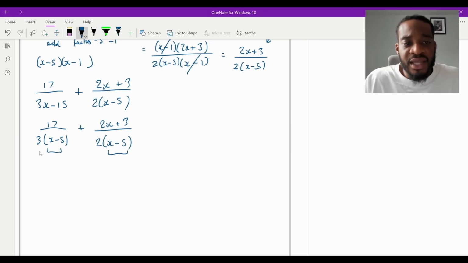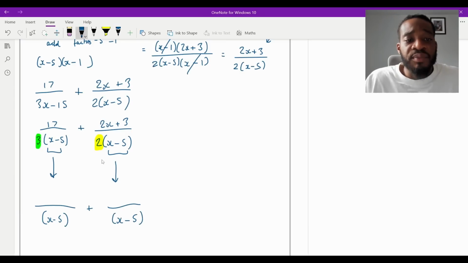So how would I make these the same? Well, the only difference is that 3 and that 2. So essentially, you want to find the LCM of 3 and 2, which is 6. So I'm going to times both of these denominators to make them 6 at the bottom. So the x minus 5 is preserved. That's fine.